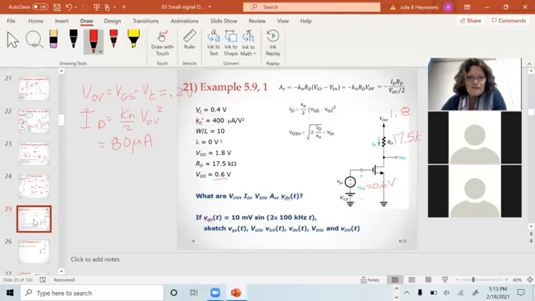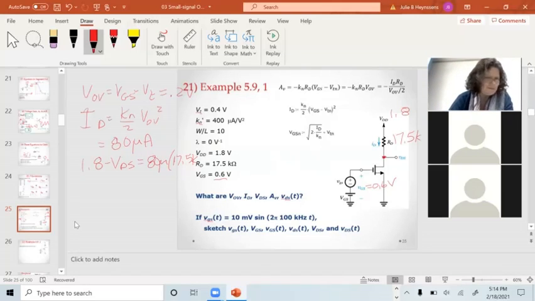So we've got ID, my big V, big D, big S. Well, I've got a value for RD. So this is just Ohm's law, 1.8 minus VDS is the voltage drop across the resistor, and that equals the current, 80 micro times 17.5K. And we can solve that for VDS. That's VDD minus IDRD equals VDS. That comes out to be 0.4 volts.